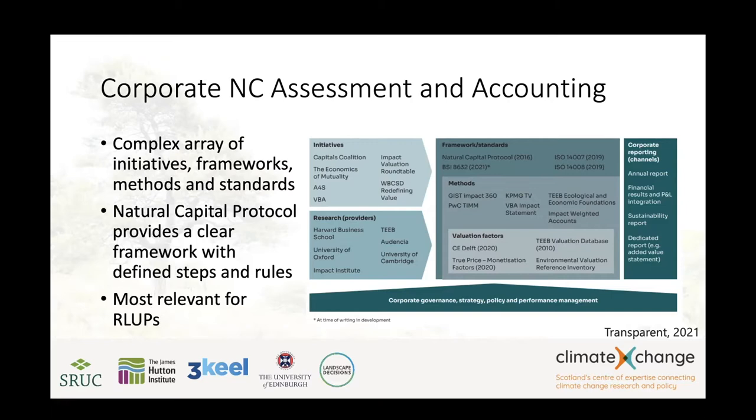So we've got initiatives like the Capitals Coalition, which are trying to outline a process. We've got research providers doing detailed research on, say, aspects of quantification of natural capital assets. And then this box in the middle, the frameworks, methods, and valuation factors. As I said, there are various standardized processes being developed under the frameworks, and then methods within those to do aspects of the process. And then there are various valuation factors now. There is, for example, the Environmental Valuation Reference Inventory, which is used to put values on natural capital assets and ecosystem services, which could be quite relevant within the context of RLUFs. If you could move on, that would be great.